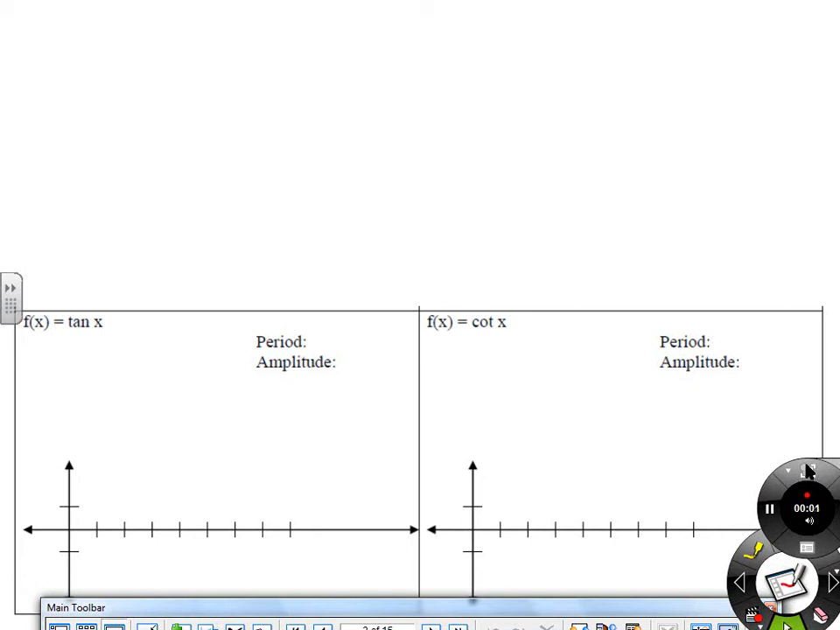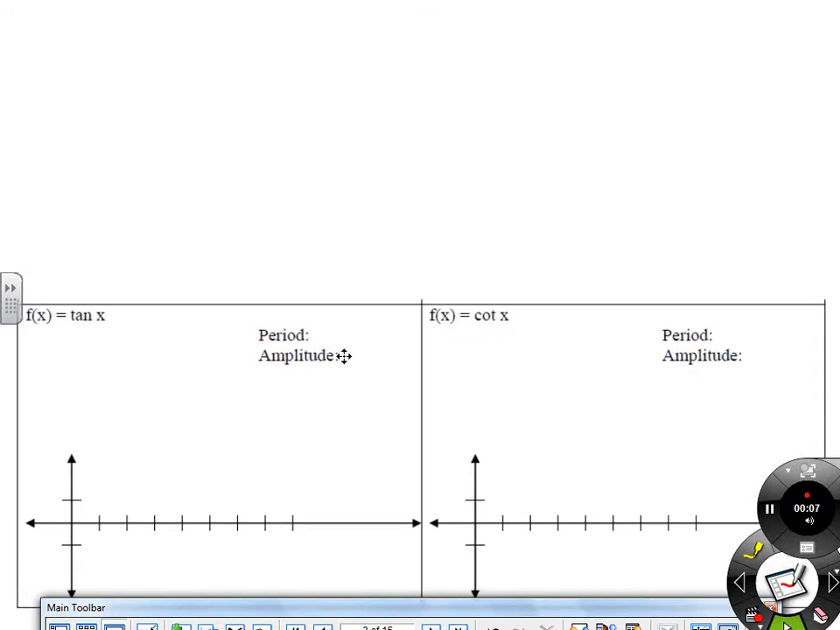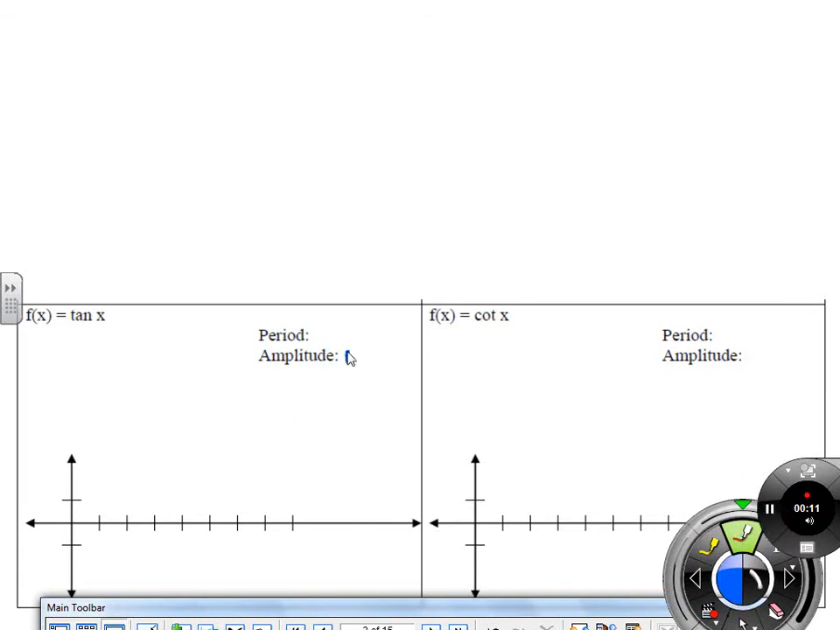The amplitude. None. Good. Okay, so the amplitude was none. What was the period of the function? Pi. Okay, so it cycled through its values a little faster.